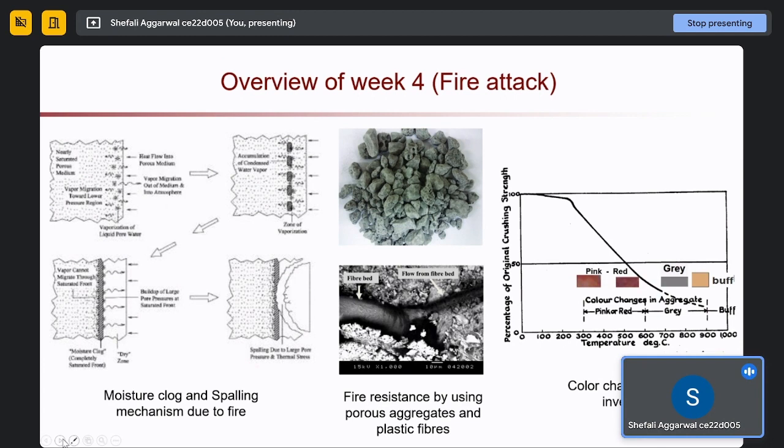Next is how we can identify the type of damage due to the fire attack. The more reddish the color of the concrete, the more we can say the iron content is high. The more the iron content, the more reddish the concrete aggregate will be. If at a lower temperature itself we have a reddish color, then we can say it's due to the iron content.